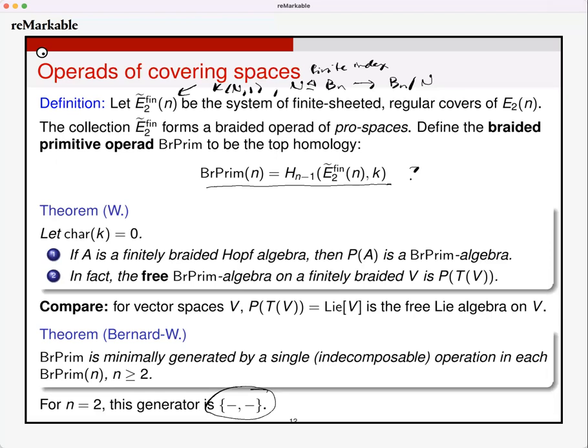So the generator in degree 2 is indeed this bracket, but there's a 3-ary operation that is not a composite of brackets. There's a 4-ary operation which is not a composite of brackets or a composite of them with this 3-ary operation. We would very much like to understand what those things are, and that's an ongoing project.